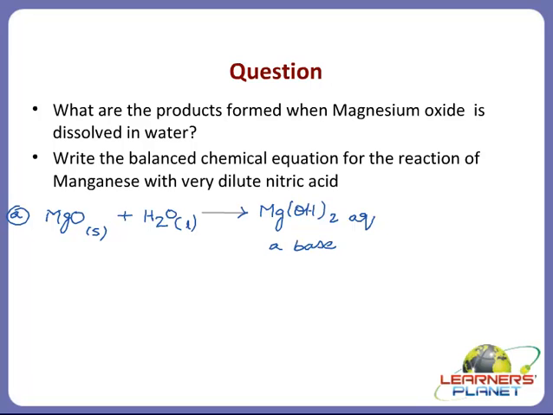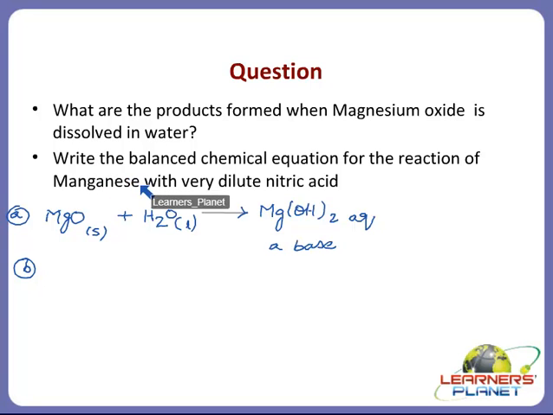Likewise, sodium oxide dissolves in water forming sodium hydroxide. Potassium oxide dissolves in water forming potassium hydroxide, and so on and so forth. Now let's take up our next question. So whenever an oxide is dissolved in water, what are the products formed? It is a hydroxide. Oxide of what? Oxide of a metal, not a non-metal. Non-metal oxides dissolve in water forming their acids.